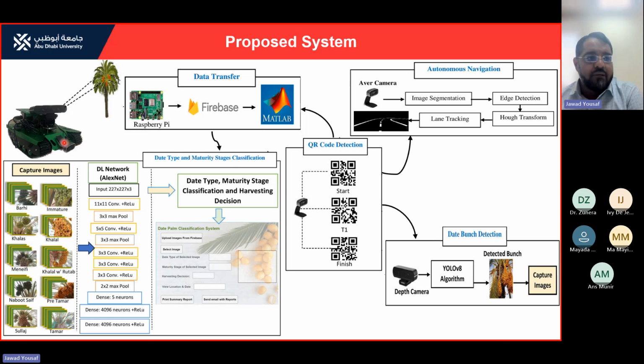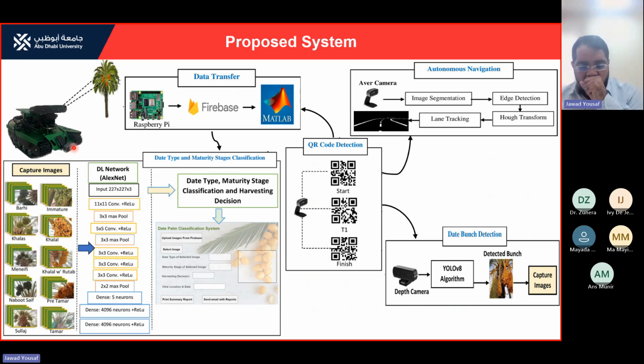We also installed multiple sensors: visual sensors, ROS, and other sensors. There are two main visual sensors, one on the top and one on the front. The top camera is used to capture the date bunches. The robot goes along the row and tries to detect the bunch, and once a bunch is detected, it takes an image of it. Using the Raspberry Pi based processing system, that image is sent to Firebase and received by our processing unit in MATLAB.